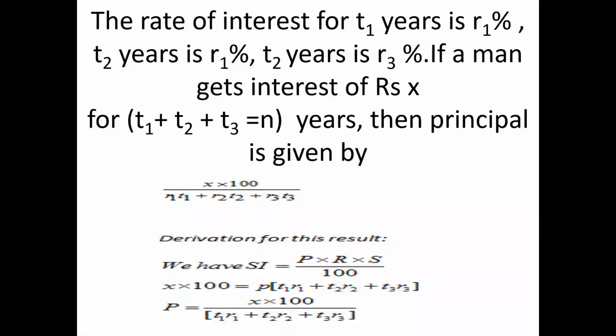The principal is given by x into 100 divided by R1 T1 plus R2 T2 plus R3 T3. The derivation for this result: we know the simple interest formula is PRT by 100, so x into 100 equals P of T1 R1 plus T2 R2 plus T3 R3. If we calculate this, then P equals x into 100 by T1 R1 plus T2 R2 plus T3 R3.